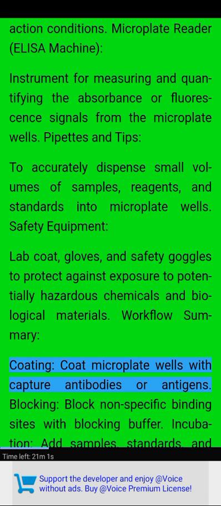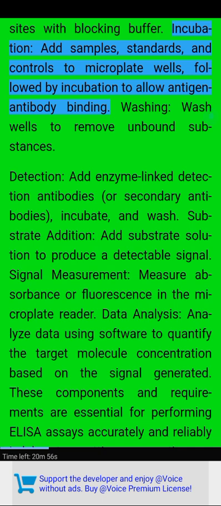Workflow summary. Coating. Coat microplate wells with capture antibodies or antigens. Blocking. Block non-specific binding sites with blocking buffer. Incubation. Add samples, standards, and controls to microplate wells, followed by incubation to allow antigen-antibody binding. Washing. Wash wells to remove unbound substances. Detection. Add enzyme-linked detection antibodies or secondary antibodies, incubate, and wash. Substrate addition. Add substrate solution to produce a detectable signal. Signal measurement. Measure absorbance or fluorescence in the microplate reader. Data analysis. Analyze data using software to quantify the target molecule concentration based on the signal generated.